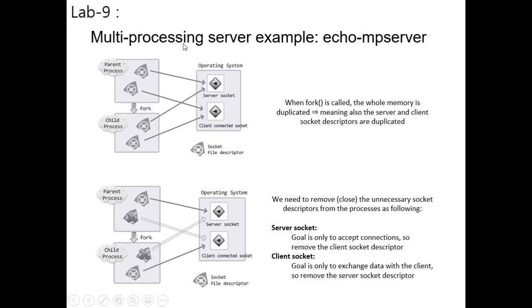Alright, so the multi-processing server example. After fork we would have child processes, and after that we would have to close the client socket in the parent process and the server socket in the child process, leading to this visualization, where we don't have the client socket on the parent process and the server socket on the child process. Meaning the parent process is only responsible for accepting clients, and the child process is responsible for exchanging messages with each separate client.